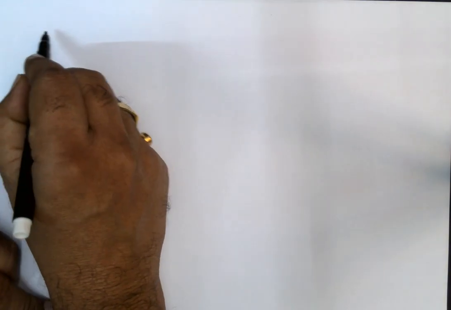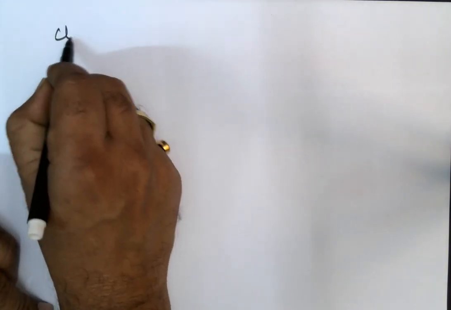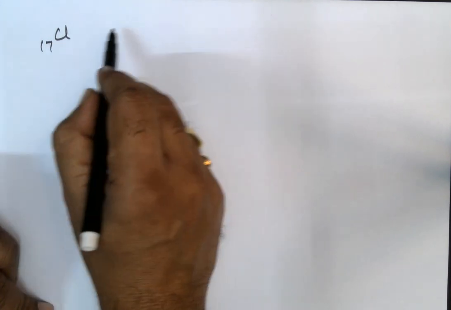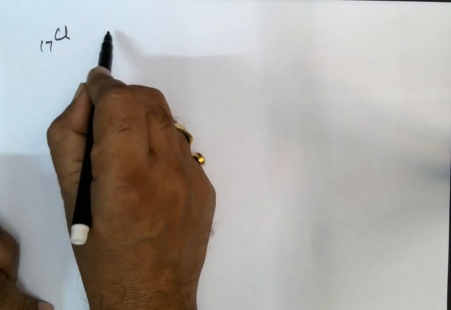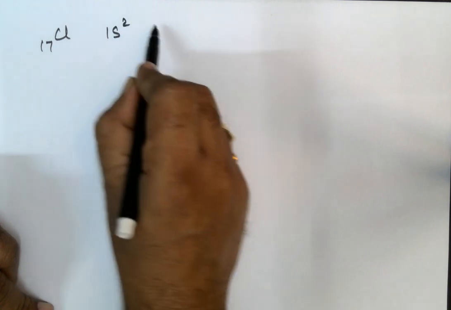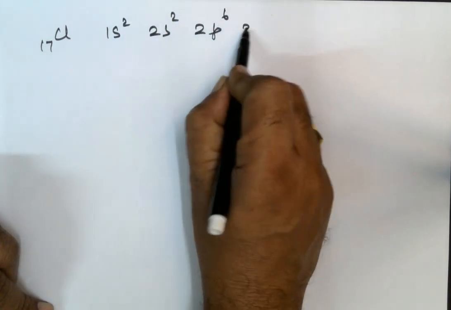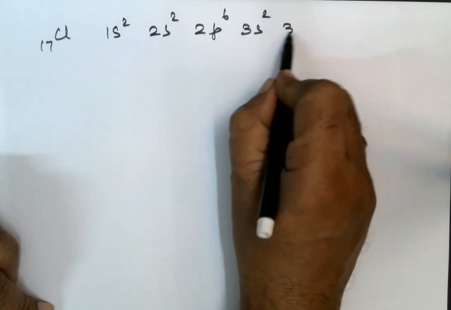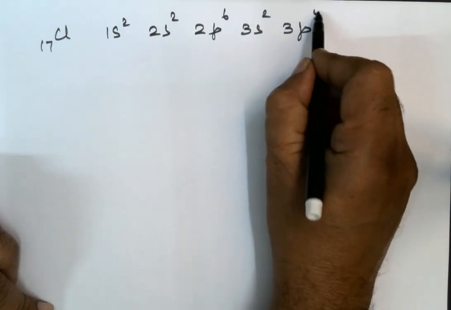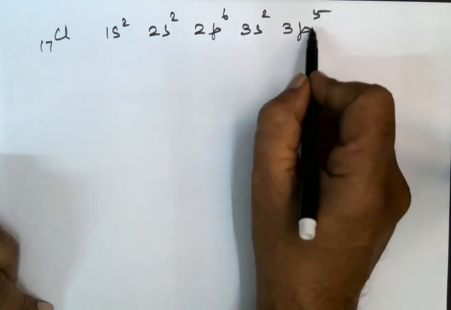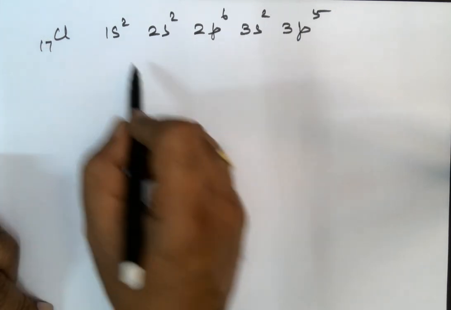Now let us consider the same chlorine, Cl17. We already represented this by 1s2, 2s2, 2p6, 3s2, 3p5. Why have I stopped with 5? Because we have got only 17 electrons.